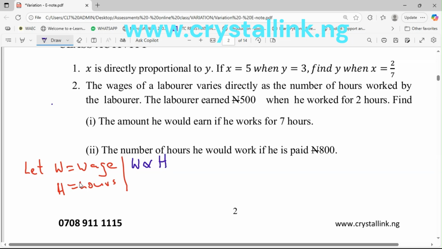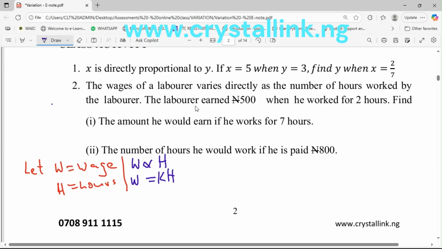Remember, I can use any letter of your choice as a variable in this case. So W is directly proportional to H, which is the hours worked by the laborer. Then what do you do next? Change this to an equation, right? This is a statement. Change it to an equation by saying W equal to KH. What are we expecting next from the question? The initial values of W and H to enable us to calculate K.